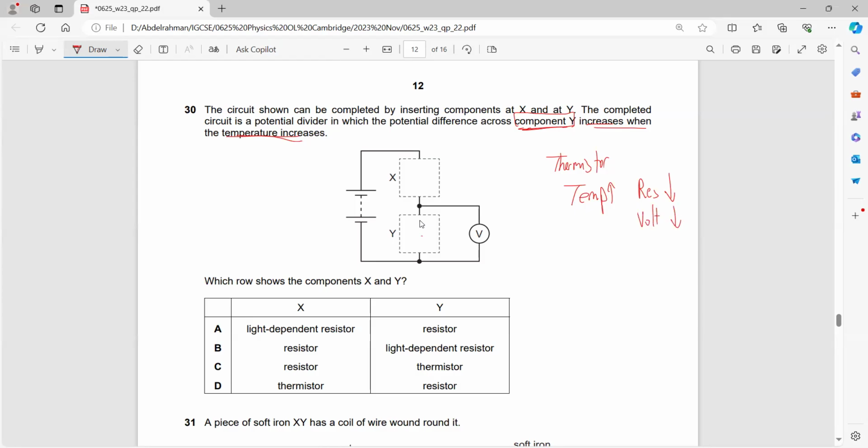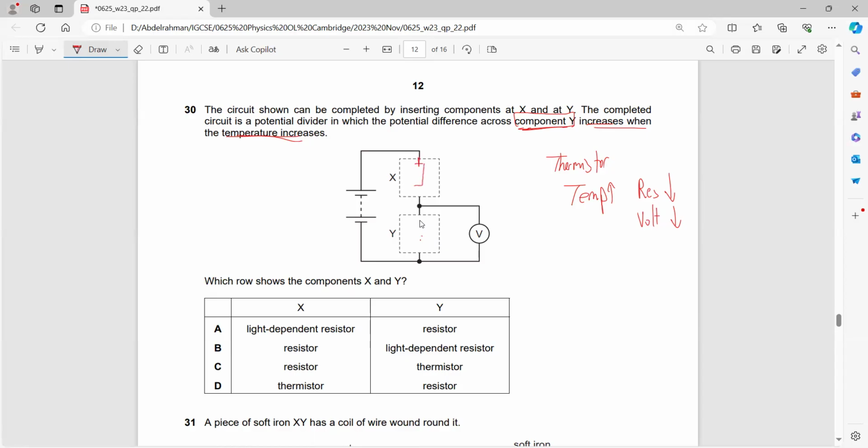How can you have a component in Y that increases its potential difference when the temperature increases? How can you do that? A light dependent resistor? Nope, not a light dependent resistor. You will use a thermistor, but you do not put the thermistor in position Y. We put it in X.